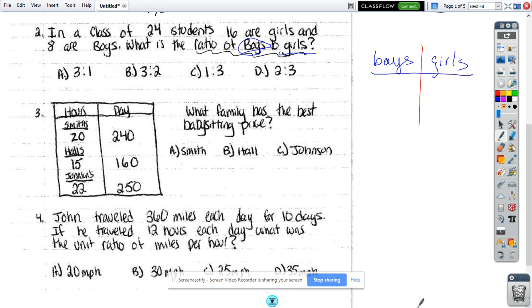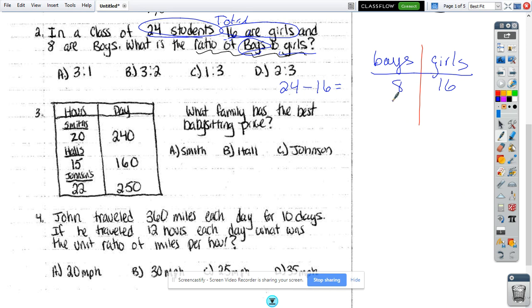And so as I'm looking at this, it tells me in a class of 24 total, this is my total, 16 are girls. So I can already put 16 over here. But it says that it's 24 total. Well, how many left are there to be boys? Well, 24 minus 16 is equal to 8. So 8 plus 16 is 24. So that tells me there's 8 boys.